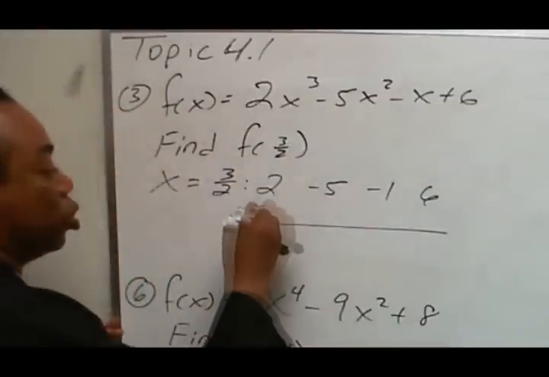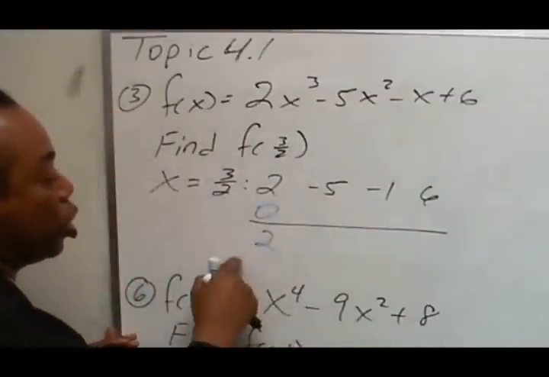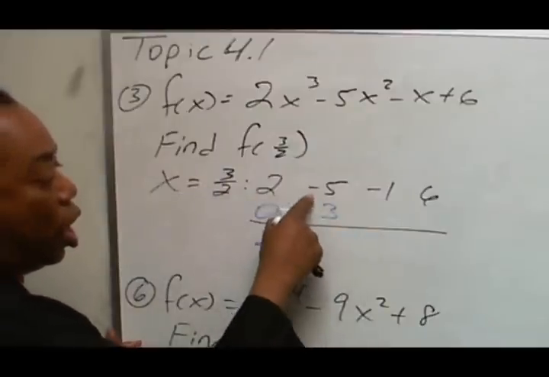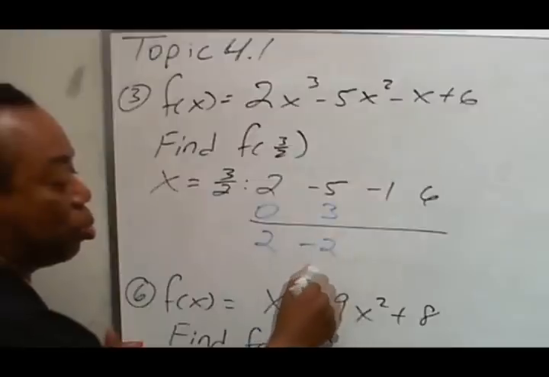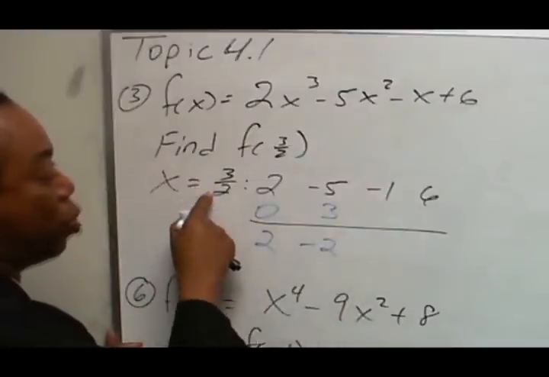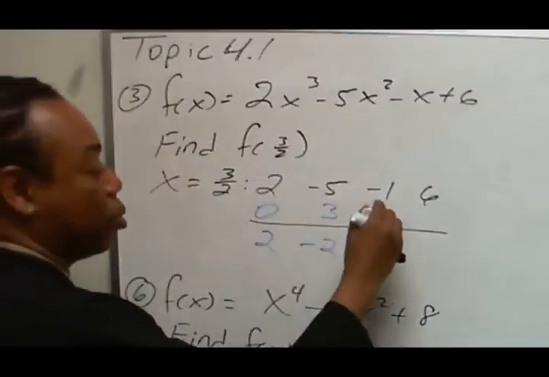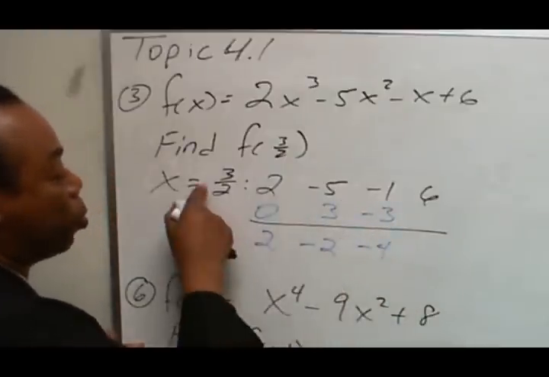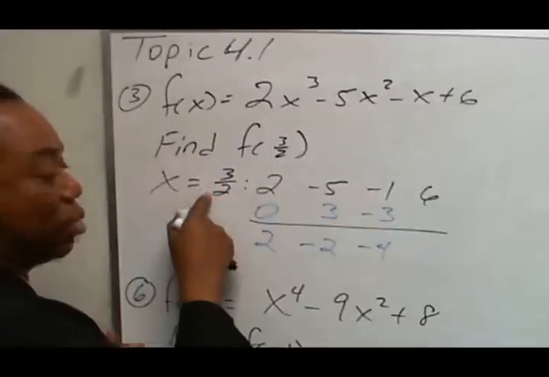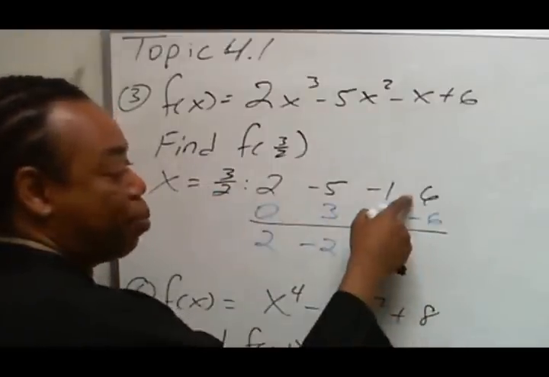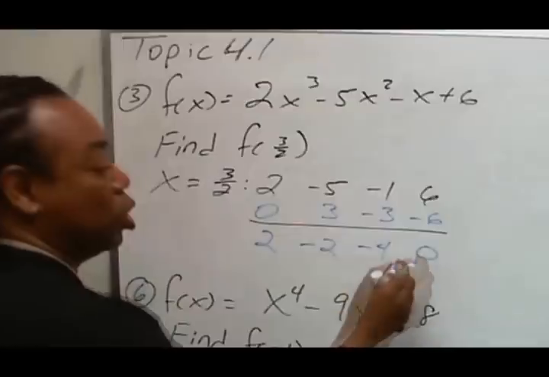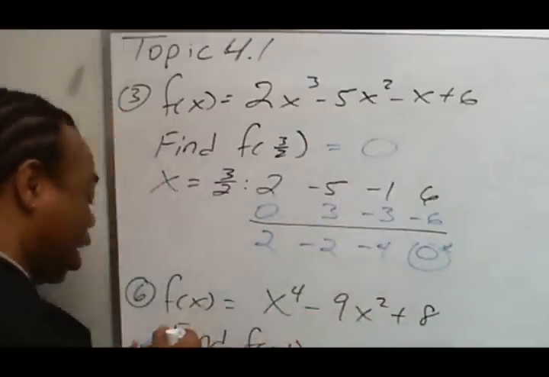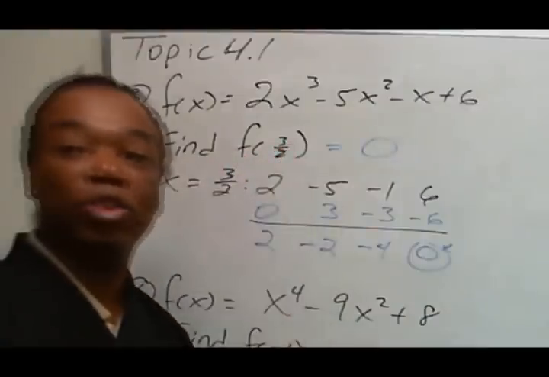Now from here, 0, 2 and 0 make 2. When I multiply 2 times 3/2, we get 3. A -5 and a 3 make -2. A -2 times 3/2 gives us -3. A -1 and -3 is -4. A -4 multiplied by 3/2 gives us -6. A +6 and -6 gives us 0. So, our remainder here will be the evaluation of this polynomial for x is 3/2.